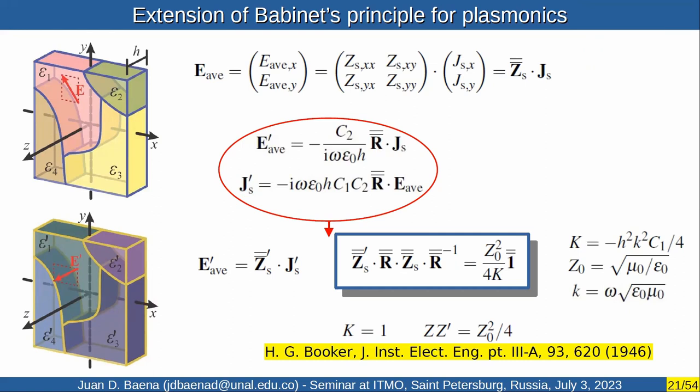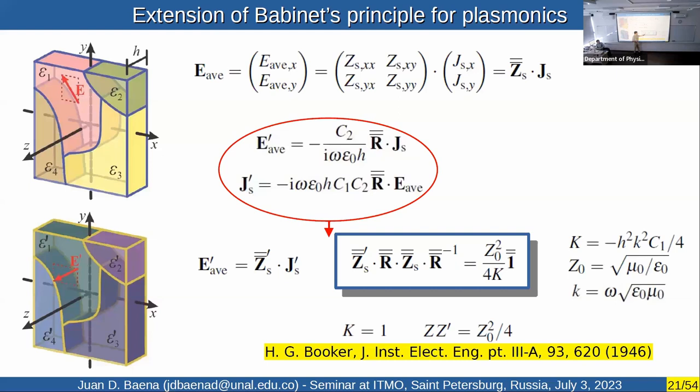Actually, yes. C1 is the only one of the two parameters, C1 and C2, that remains in this formula. This is a kind of duality relationship for the impedance of the original problem and the complementary one. And this is very similar to Booker's formula. That formula told us that theta prime multiplied by theta was theta naught squared over 4. This looks different because I'm taking into account the possibility of anisotropic structures.